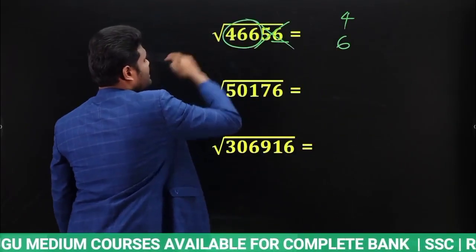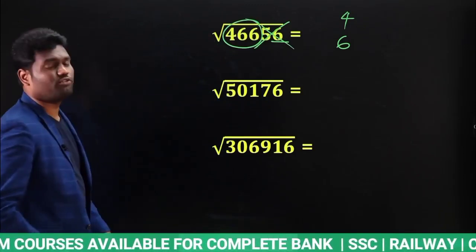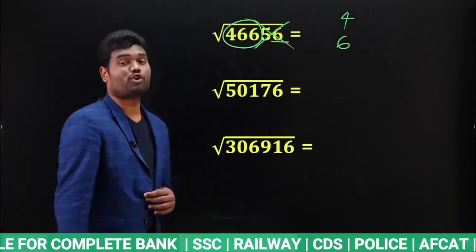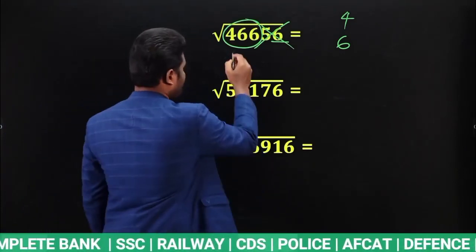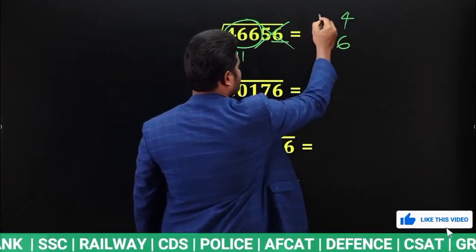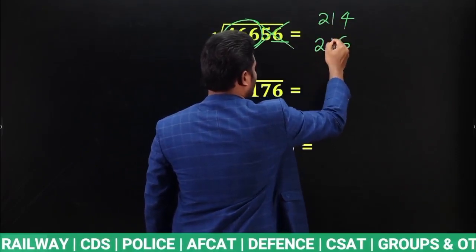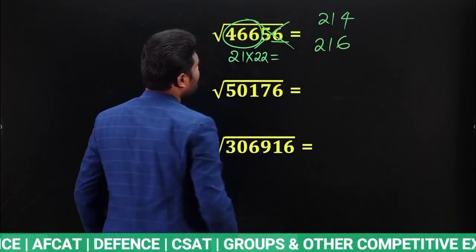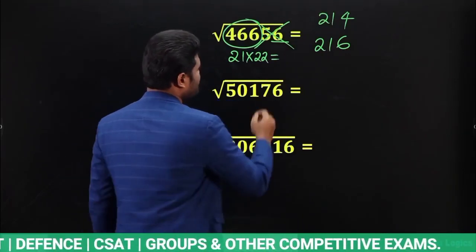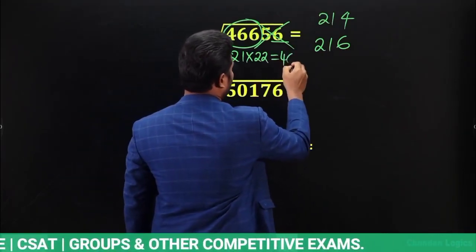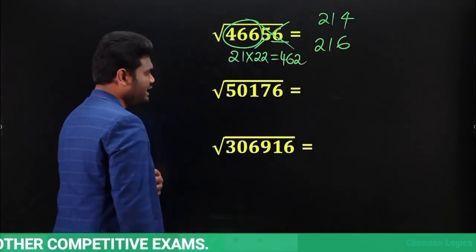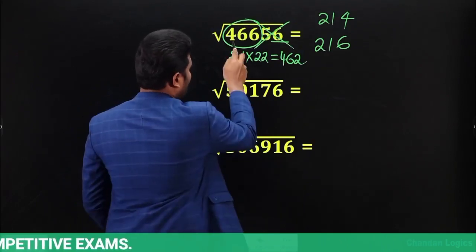Next you have 466. You have to know the perfect square close to 466. Now 21 square is nothing but 441, so I can say the close one is 21. 21 multiplied with the next digit, that is 22. 21 times 22 is nothing but 420 plus 42, which is 462.